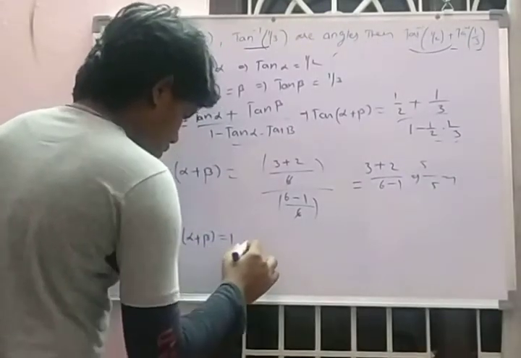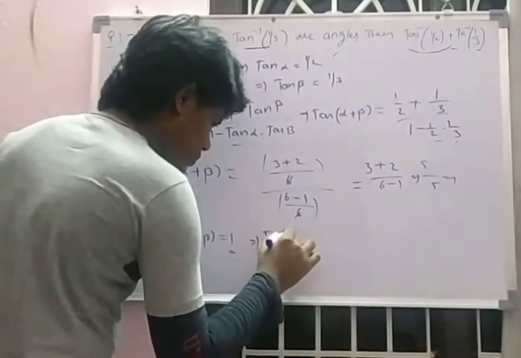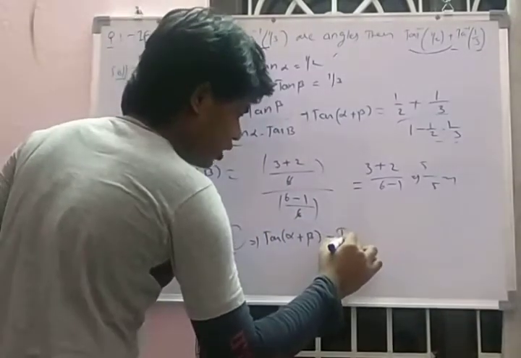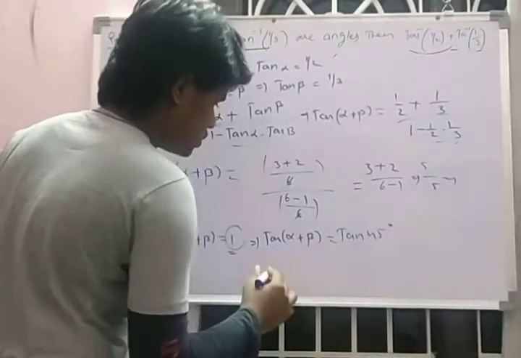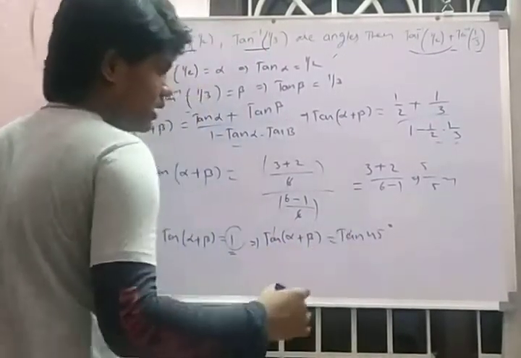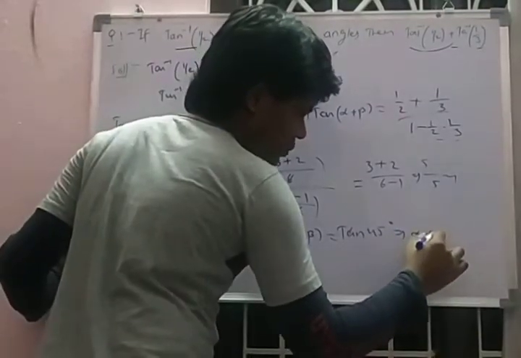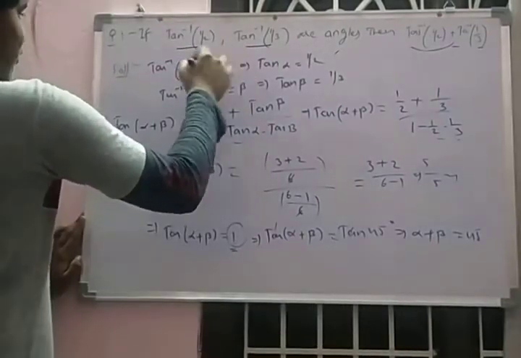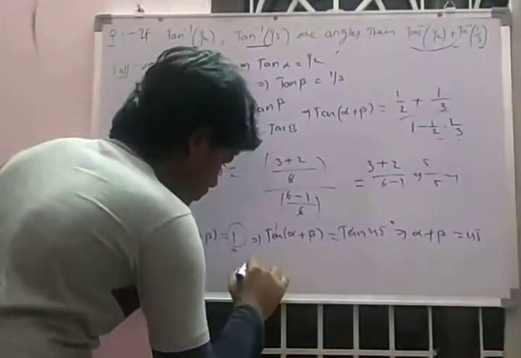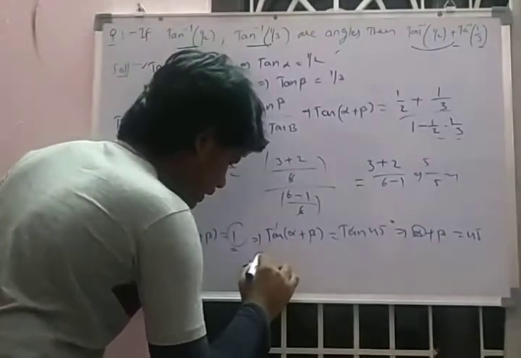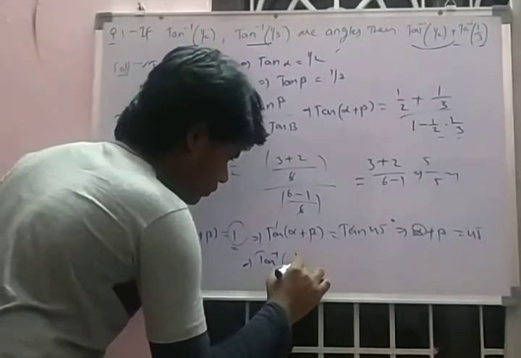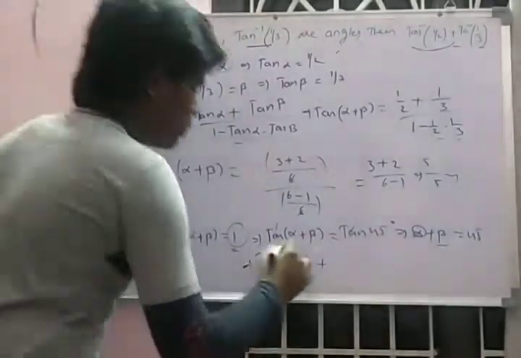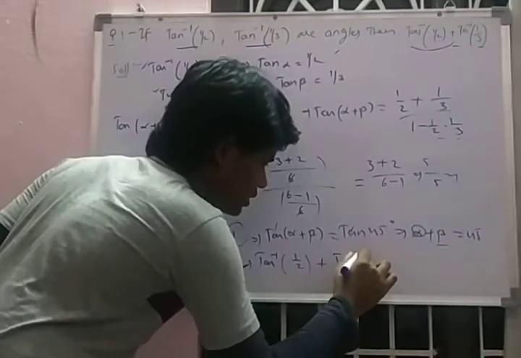Here tan of alpha plus beta is equal to 1, and 1 can be written as tan 45. So then tan gets cancelled, and alpha plus beta is equal to 45. But we considered that alpha is equal to tan inverse 1 by 2. So alpha is equal to tan inverse 1 by 2 plus beta. Beta we considered as tan inverse 1 by 3.